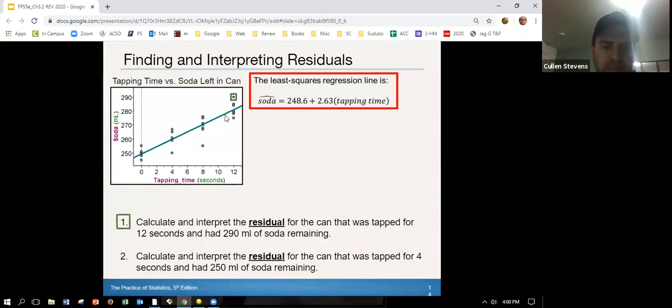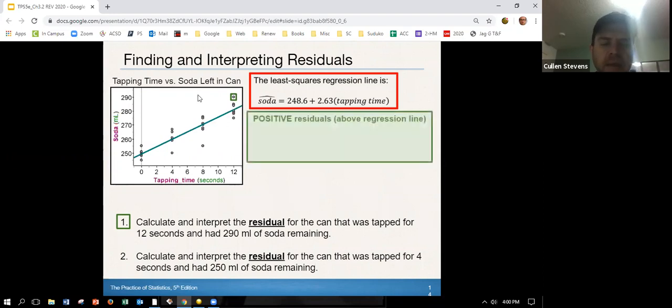So we're looking at this point up here in green. Notice this has 290. That's a lot higher than what we predicted with our regression line. So that becomes a positive residual. We have the actual minus the predicted. The actual was 290, and for the predicted we take our equation and put in 12 for the tapping time. The predicted y was 280. So our actual minus the predicted was about 9.84, and that distance is our residual, and that is above the line. That's a positive residual.